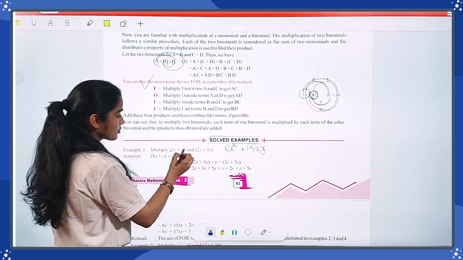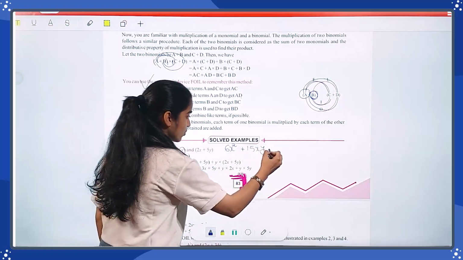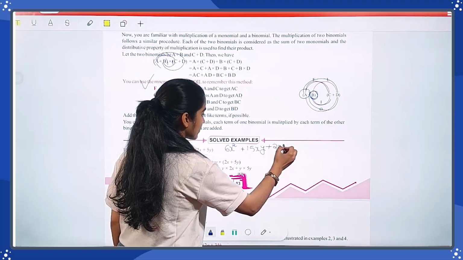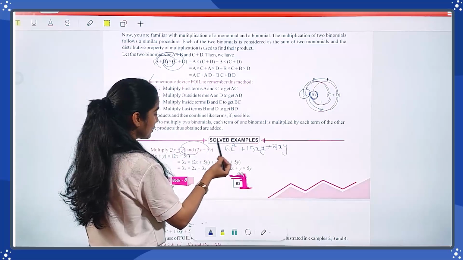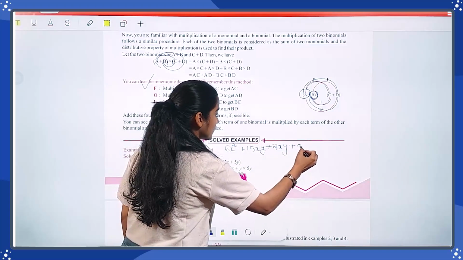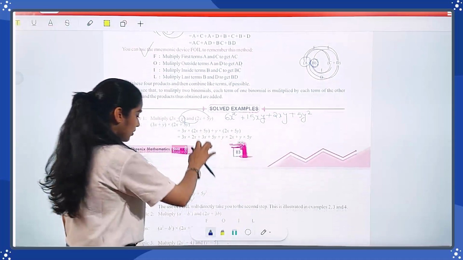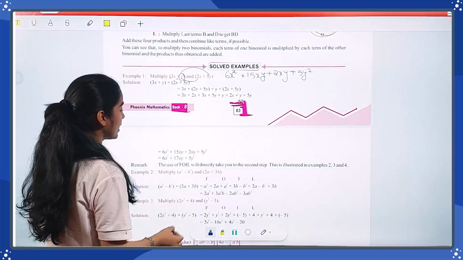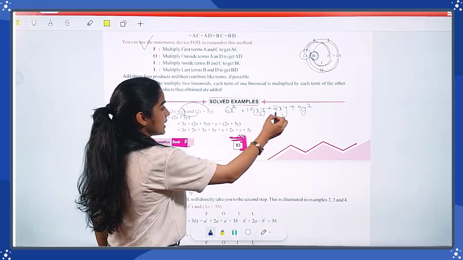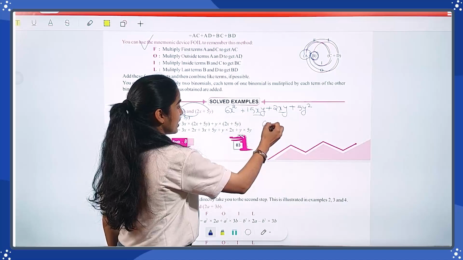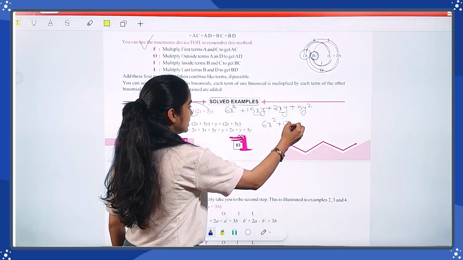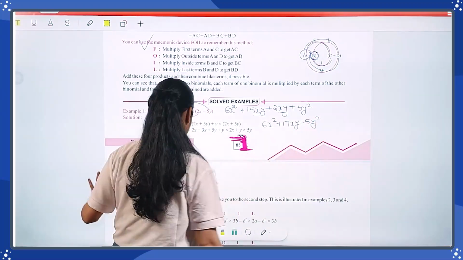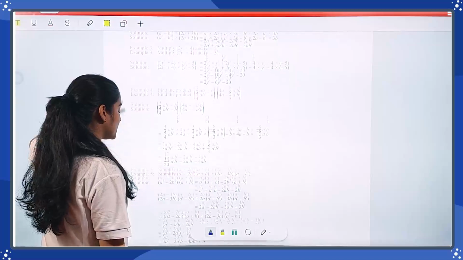Now shift to the next term, which is y, and y has a plus sign, so just put a plus here. y multiplied by 2x is 2xy. y multiplied by 5y is plus 5y square, and that's it. Now you have your answer, 6x square plus 17xy plus 5y square. How? 15xy and 2xy are like terms. So 6x square plus 17xy plus 5y square. That's it. In the same way you have to multiply these examples.